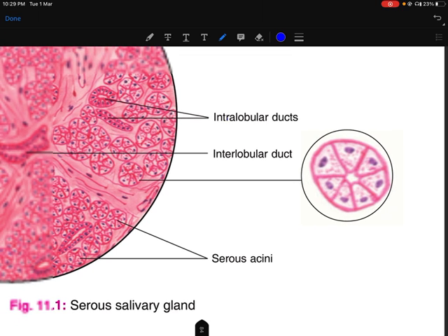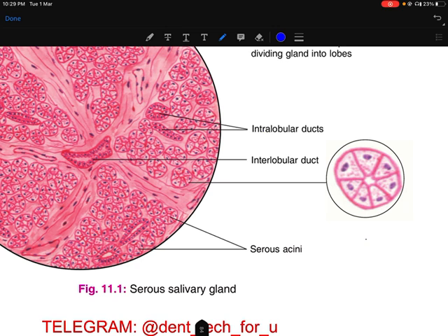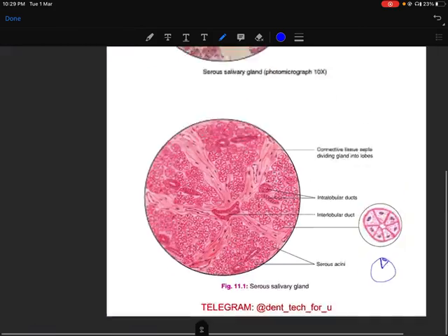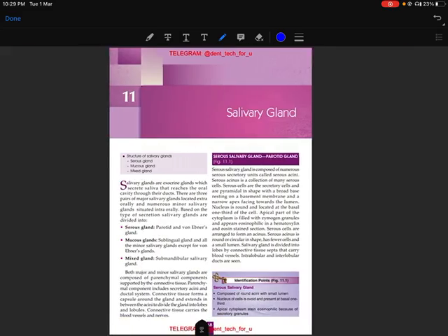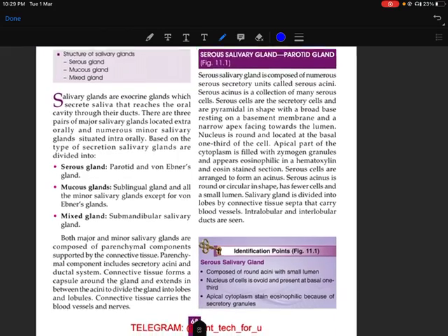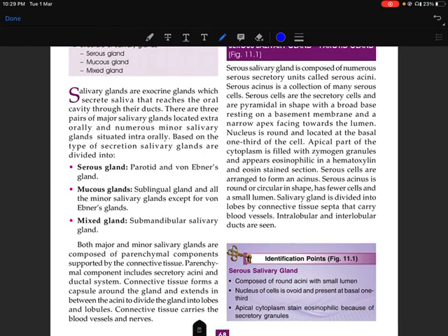Now this is a serous cell. So what is happening in it? It's almost round. It has cells in pyramidal shape and the nucleus lies in the basal side of the cell, and there is this space, so apical part of the cytoplasm. So yeah, apical part of the cytoplasm is filled with the zymogen granules and appears eosinophilic in hematoxylin and eosin stain section.